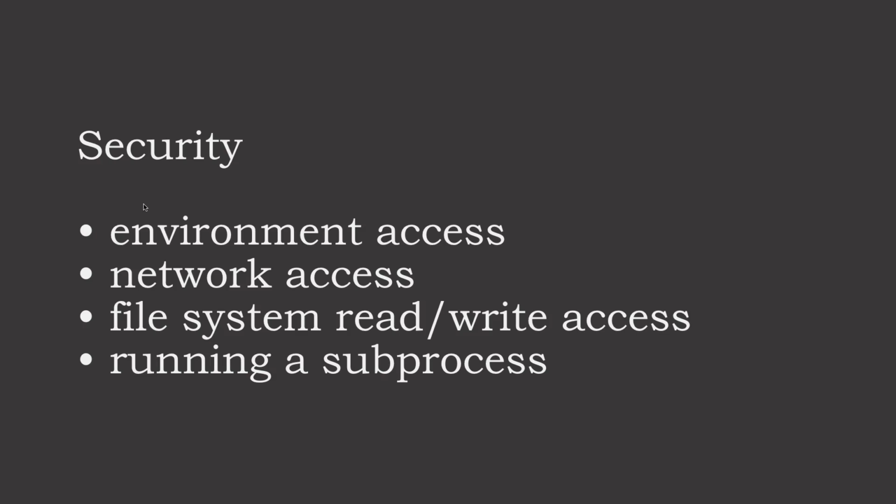So Deno has security baked in, right? And it has security for environment access, for network access, for file system read-write access, when you want to read a file or write a file. And when you want to run a sub-process, you need to give Deno the permission to do so. You can do so on these 4 individual levels, or you can do --allow-all to have just the permissions to do it all, right?